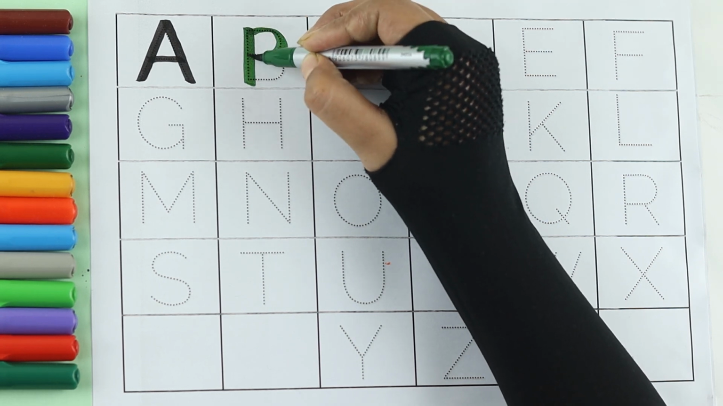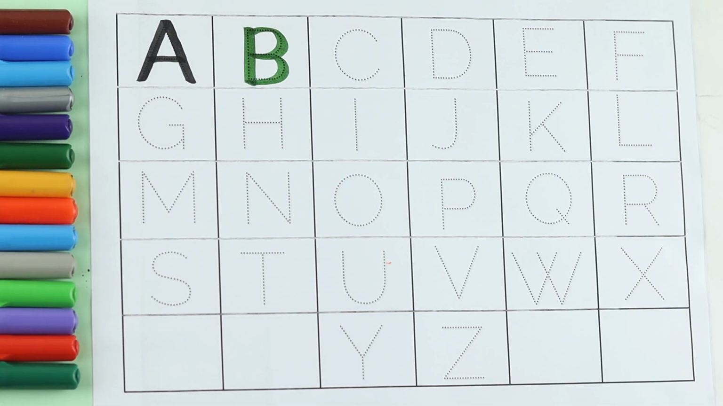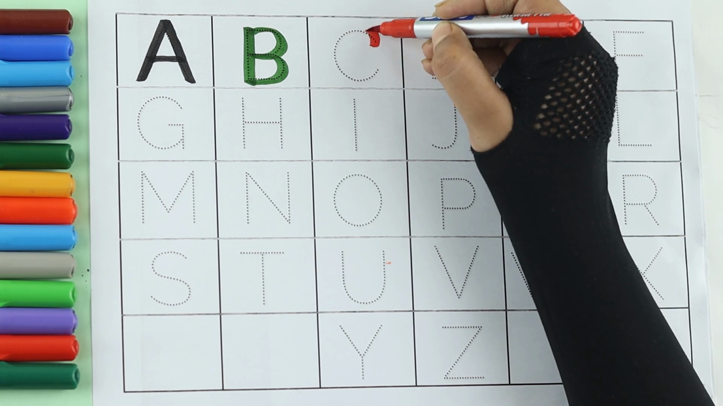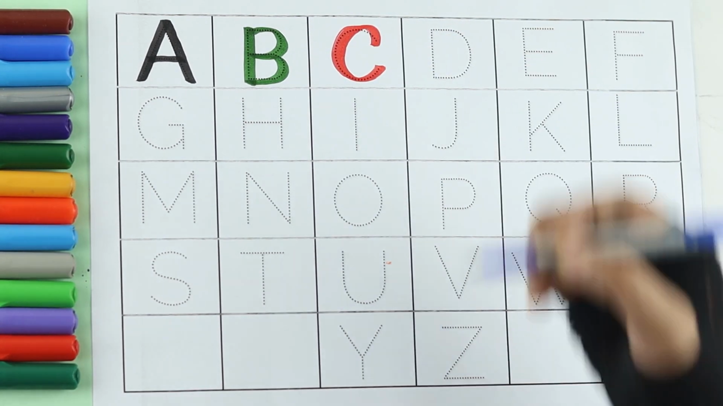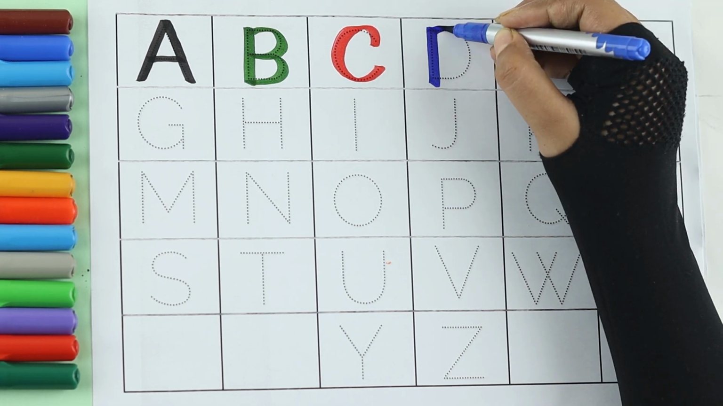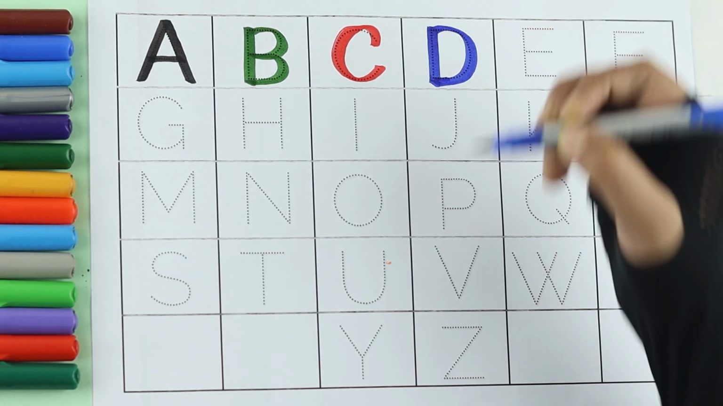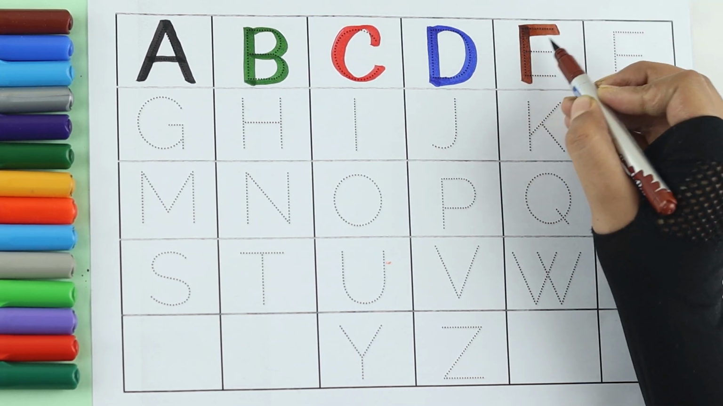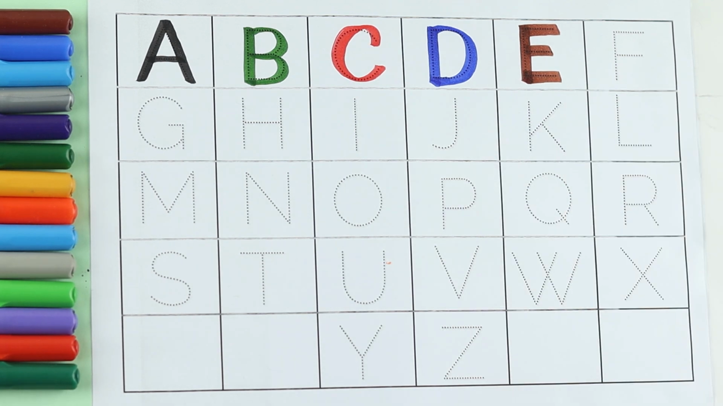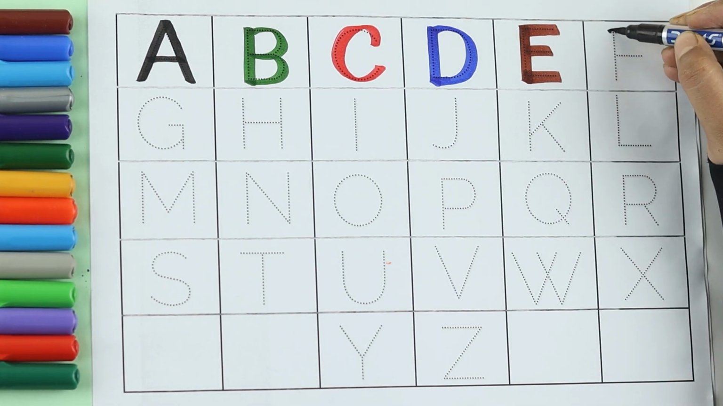B for ball. Red color. C for cat. Blue color. D for dog. Brown color. E for elephant. Black color.